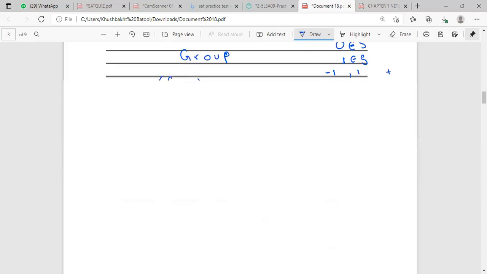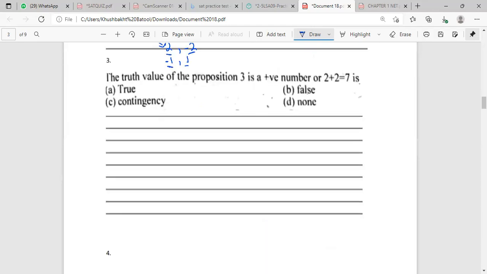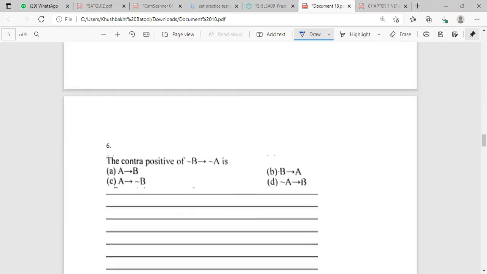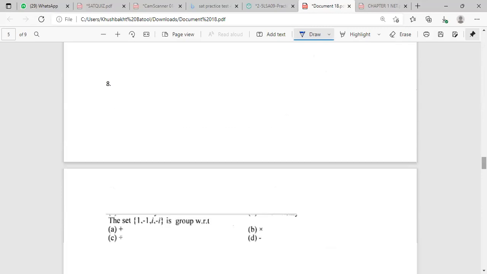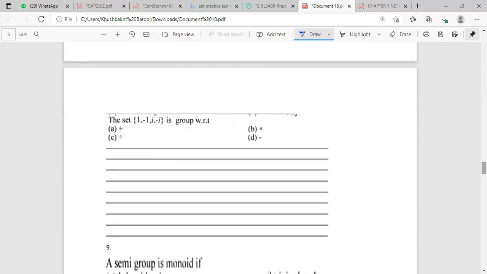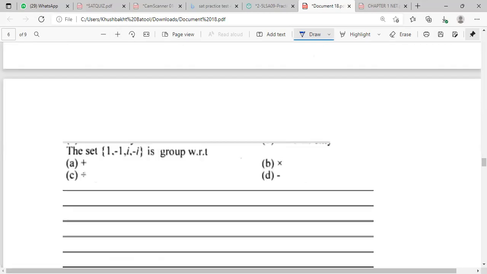Yes. Okay, so this is from the logic chapter. The set 1, minus 1, iota, minus iota is grouped with respect to... Now, I want you guys to answer this question. Think about all the properties we have for the set and then let me know. Okay, take your time.